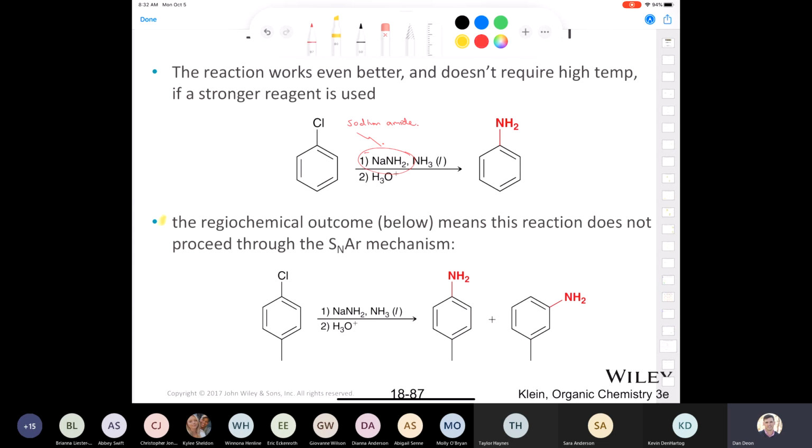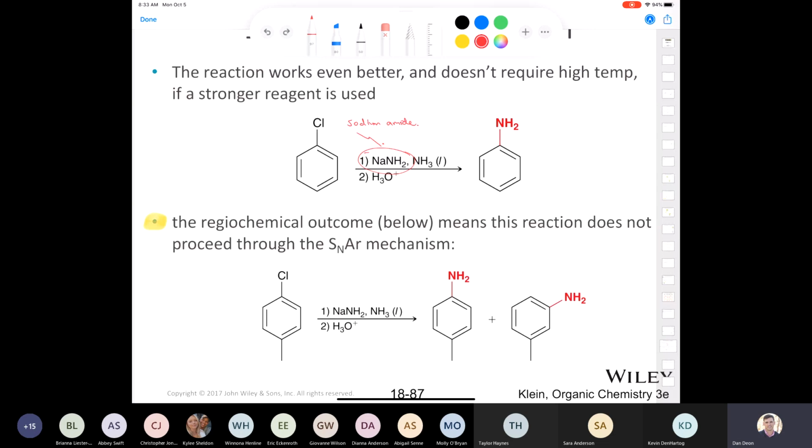It says here that the regiochemical outcome proves that this reaction does not proceed through an SNAr mechanism, because if it did, if you just took the amide ion, NH2 minus, if this was a possibility, you would only end up with this product. And so that cannot happen. In fact, let me delete it. Okay, so the fact that you end up with these two isomers, para-methylaniline and meta-methylaniline, proves again that this does not proceed through an SNAr mechanism.